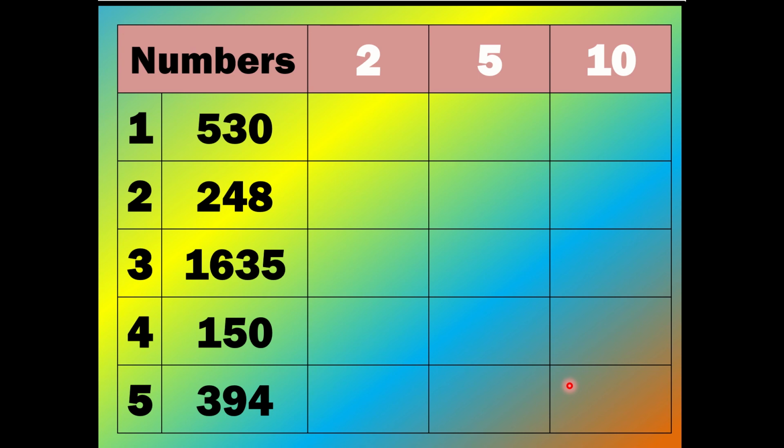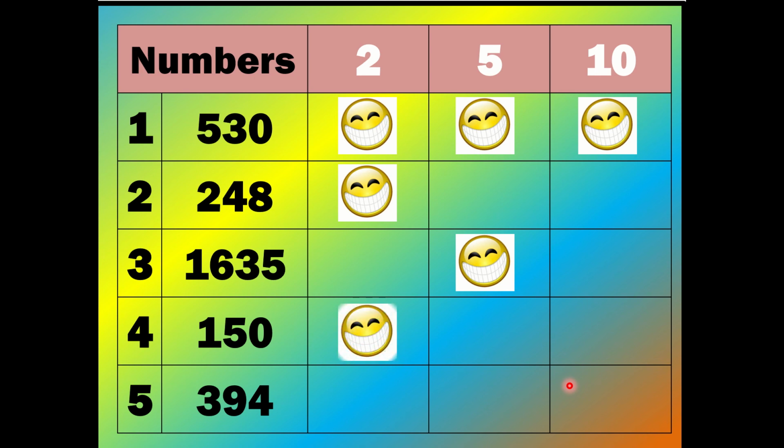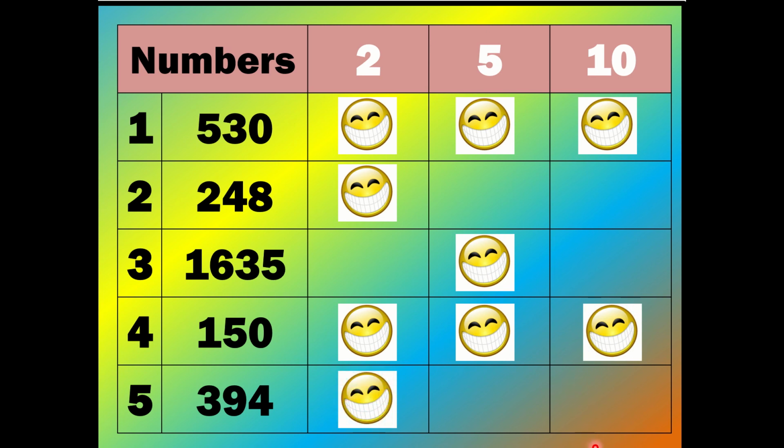You have correct answers. In number 1, you have 530, which is divisible by 2, 5, and 10. For number 2, it is divisibility by 2 only. Number 3, it is divisible by 5. For number 4, it is divisible by 2, 5, and 10. And for number 5, 394 is divisible by 2.